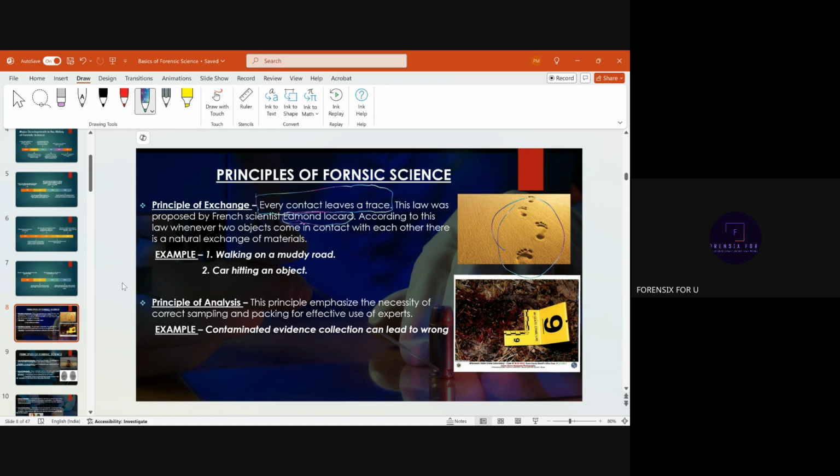If you want to catch a criminal and get him convicted, you need to be sure that you are collecting evidence that is bang on point and that would give you the results you're expecting. You cannot expect contaminated evidence to give you accurate results. You cannot expect degraded samples to give you the quality of result that you want. So you should be very careful in collecting any sample that is there at the scene of crime.